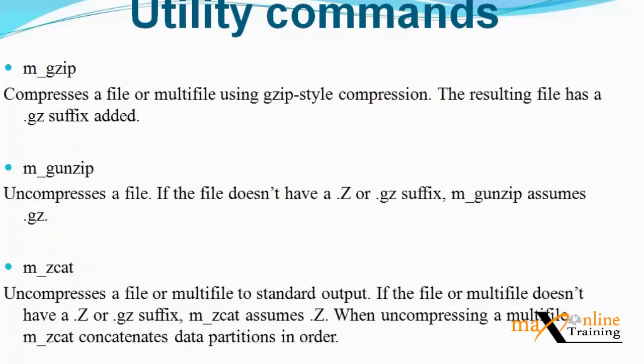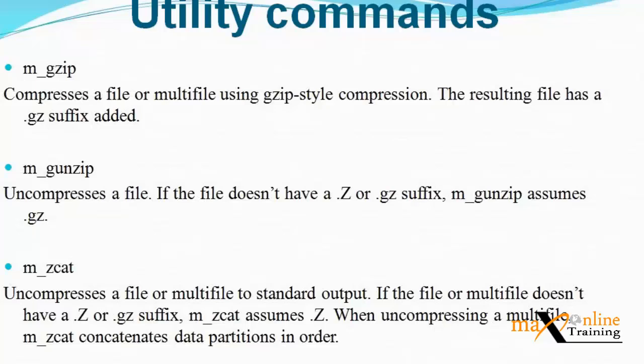And we have some compression and uncompression commands for multifiles. m_gzip will compress a file or multifile using the Unix gzip utility. The resulting file will have a .gz suffix added. So normally you will be using this. If anyone asks you how you will compress a multifile, then this is the way. So mostly for all the Unix commands, there will be an m_ counterpart.